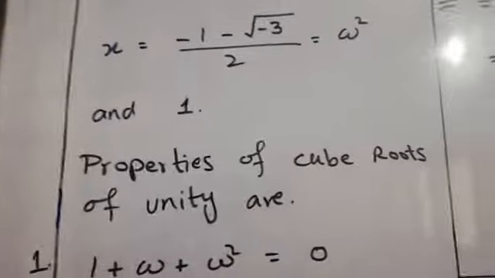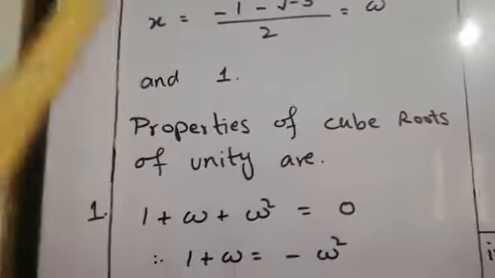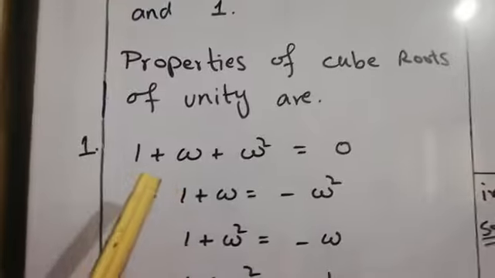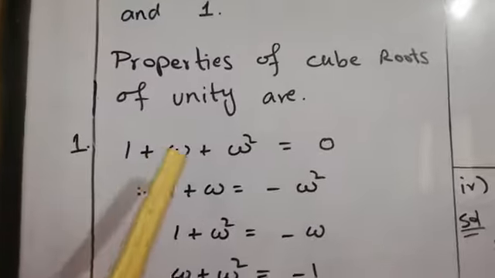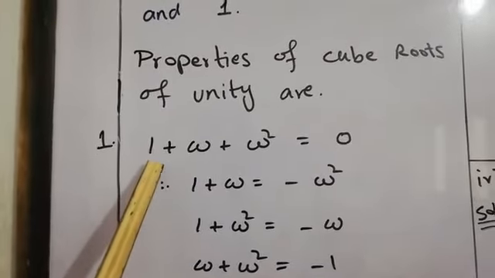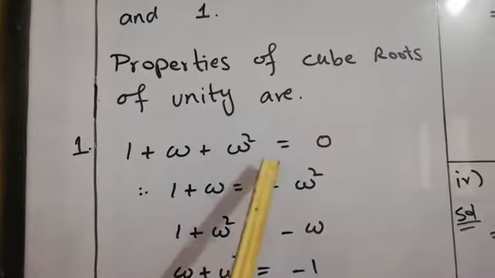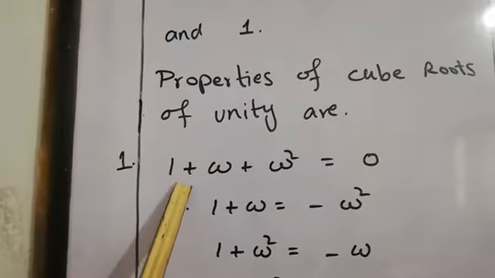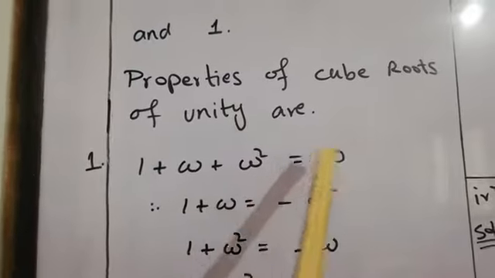Now we will move to the properties of cube roots of unity. There are different properties, but we will discuss only two, because we will solve the questions with the help of these two properties. The first property is that the sum of the cube roots of unity equals 0. You know that the cube roots of unity are 1, omega and omega square, so their sum, 1 + omega + omega square, equals 0.